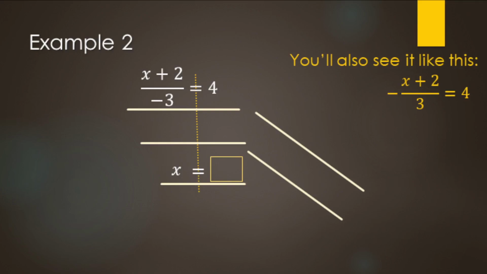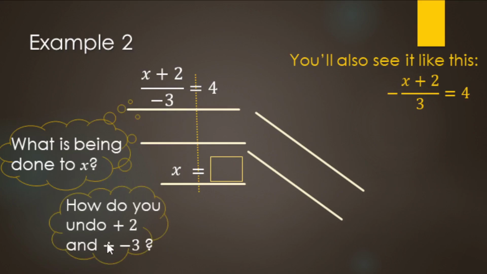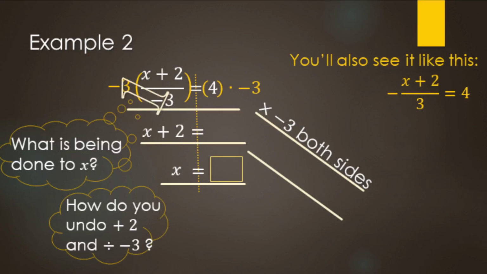So we need to think what's being done to our variable. Added by 2, divided by negative 3. So we're going to undo a plus 2 and a divide by negative 3. So we can go from this to just plain old x here. So we'll undo the divide by negative 3 first with a multiply by negative 3 to both sides. So it's going to look like that. So negative 3 over negative 3 is just 1 times x plus 2, which is just x plus 2. And then we have a 4 times a negative 3. Positive times negative is negative. 4 times 3 is 12.